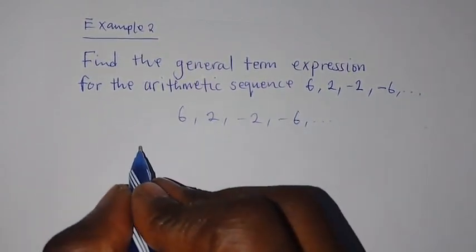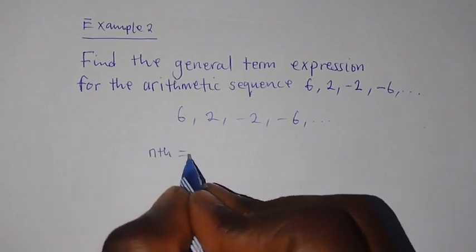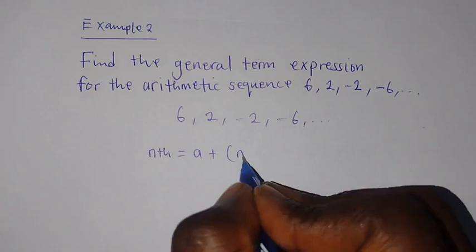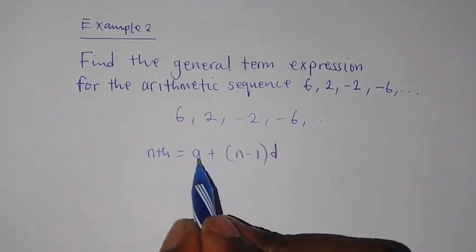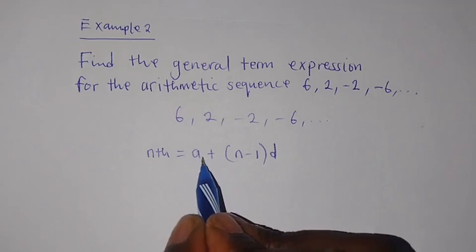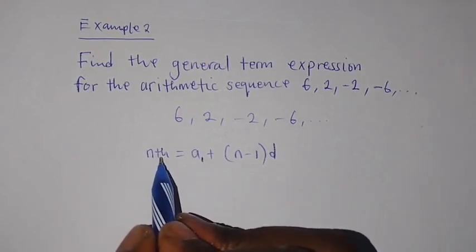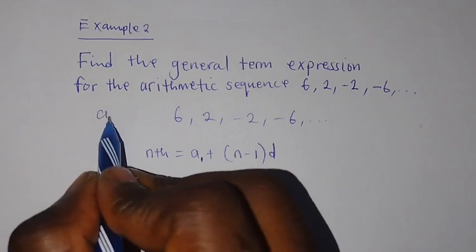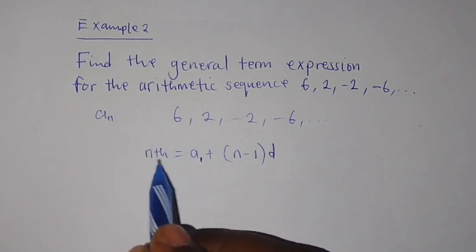So first thing, we are going to write our formula. The nth term is equal to a plus, open bracket, n minus 1, then times the common difference. If you want, where there is a, you can even put a1, meaning term 1. This a1 can stand for term 1. Again, for the nth term, you can say a subscript n, because a subscript n can be read as the nth term.